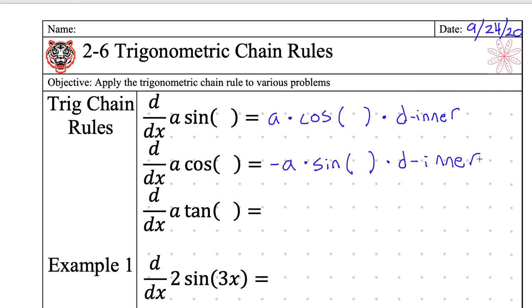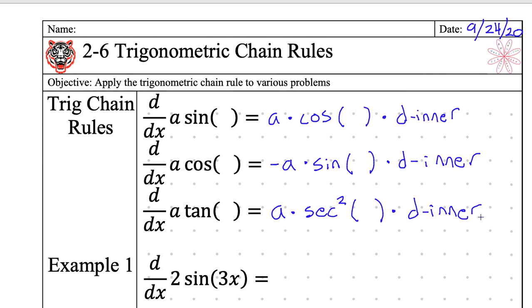All right, ooh, the derivative of tangent, that's a harder one to remember. Anyone remember it from last year? It is secant squared. Again, I have to copy down the A times secant squared of whatever that inner was, and then multiplied by your, you guys will all shout out, dinner. Don't forget your dinner.